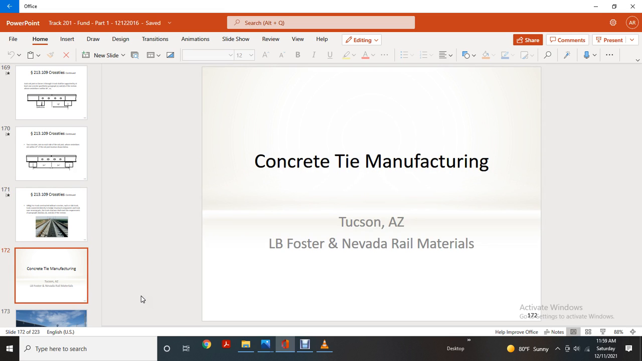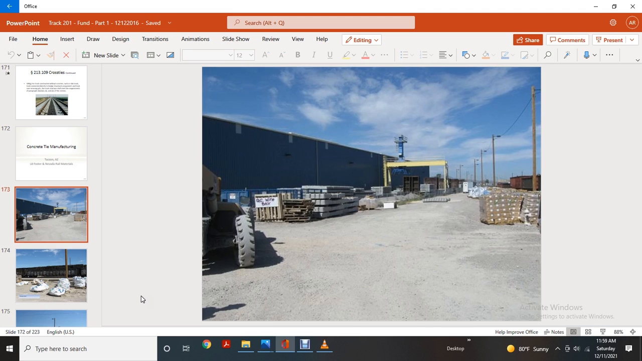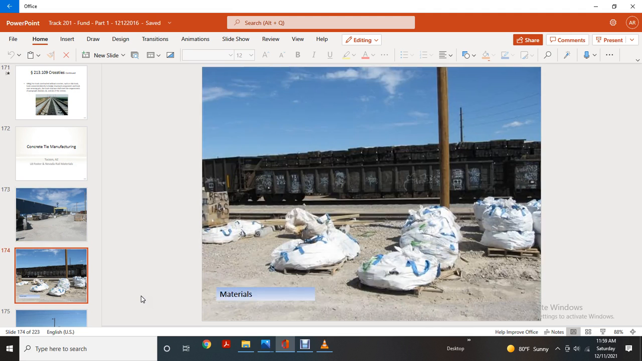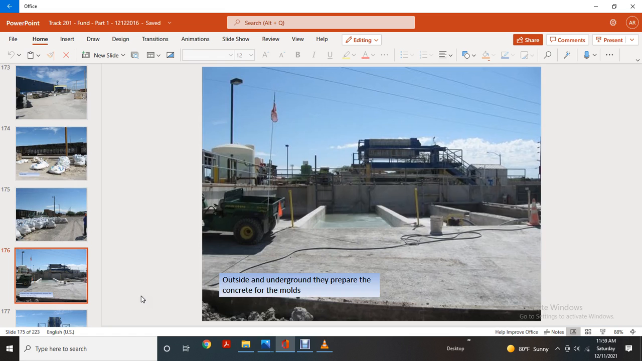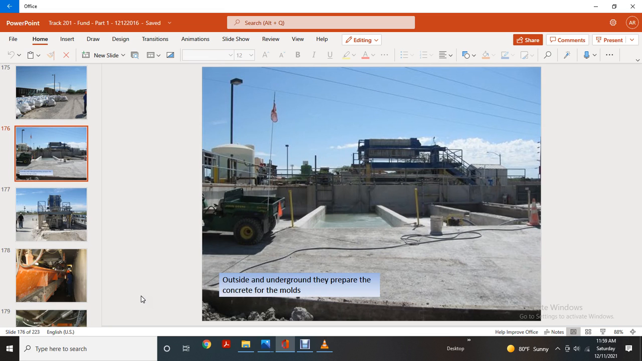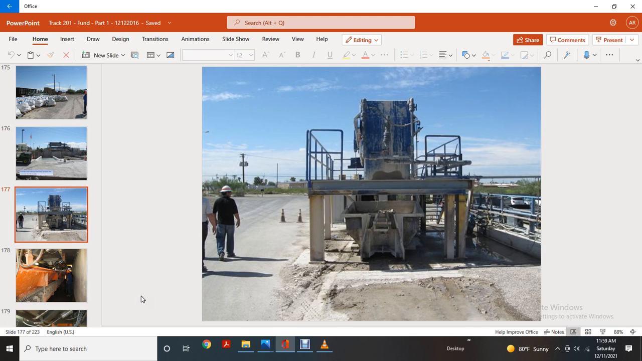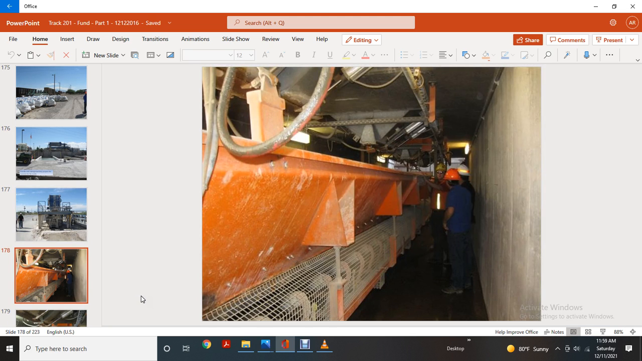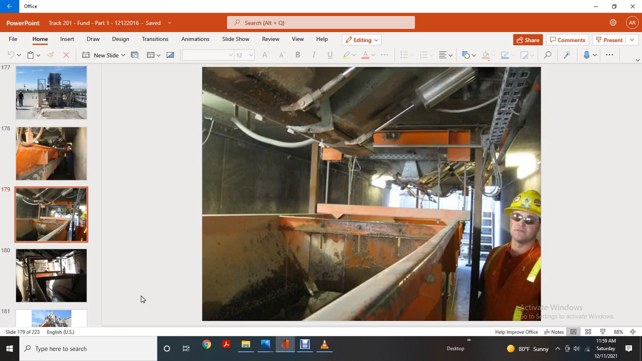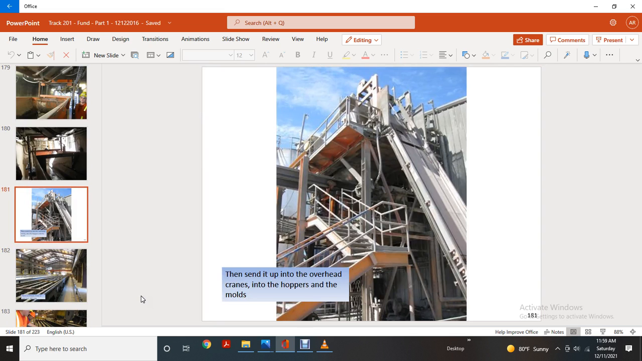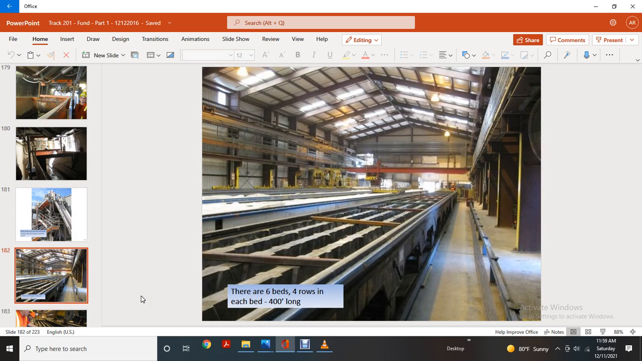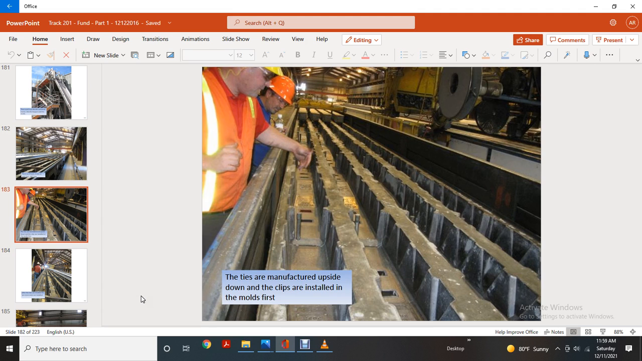Cross tie manufacturing. This shows different pictures of the materials. The ground outside is prepared for the concrete molds. Another picture. Then the concrete is sent overhead with a crane and hopper to the molds. There are 6-foot beds, 4-foot wide, and each bed is 400 feet long.